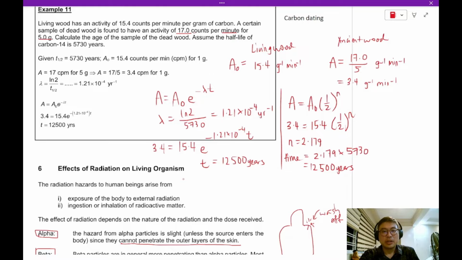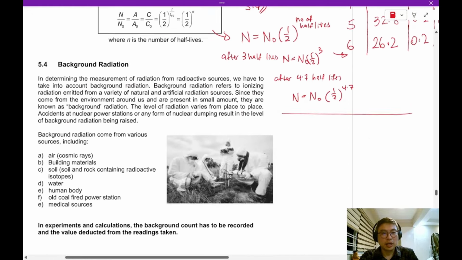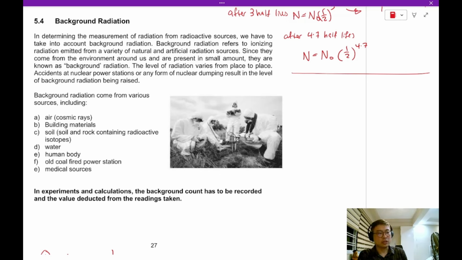Now, for the next part of the lecture, I want to go back to this part over here called background radiation. Okay. Now, there's going to be radiation coming from all kinds of sources. One of the most important radiation sources is, of course, the sky, since there's a lot of cosmic radiation, and that kind of sets off the detectors. The other important source of radiation is from the ground.